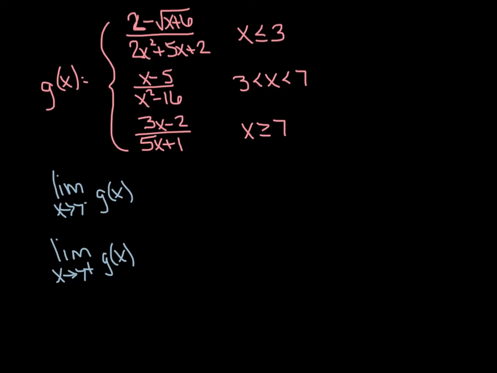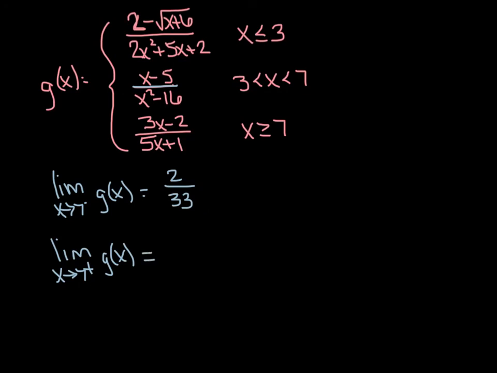So going back, when we do the left side of 7, we're looking for x is less than 7, and so this notation here tells us that we want to analyze this function right here and just plug the 7 directly into that. And that's going to give me, let's see, 7 minus 5 will give me a numerator of 2, and then 49 minus 16 should be 33. So 2 over 33 would be the intended height.